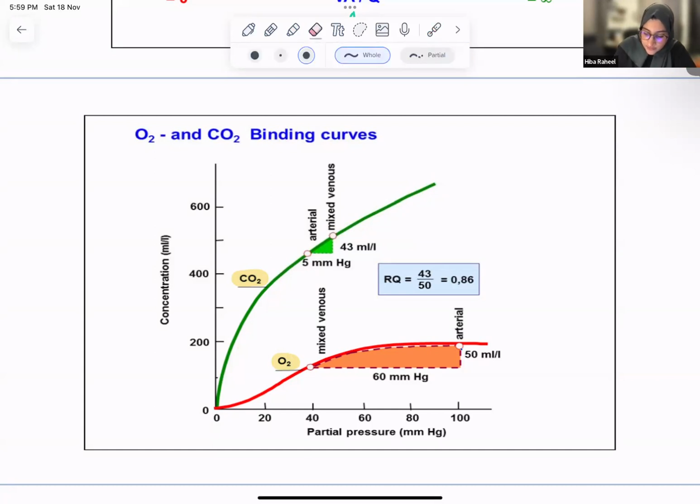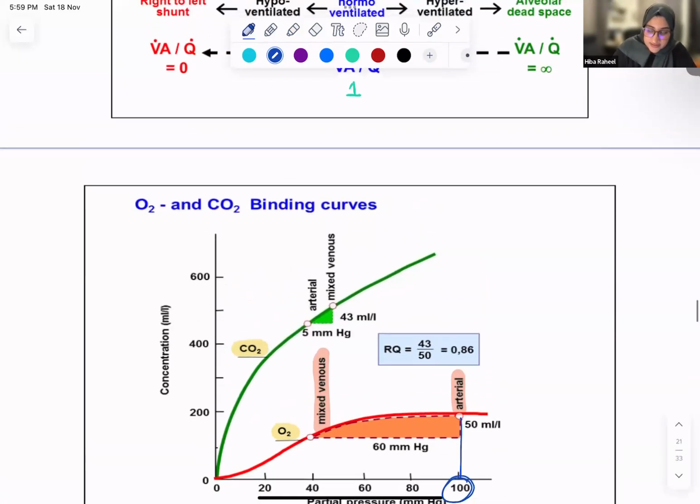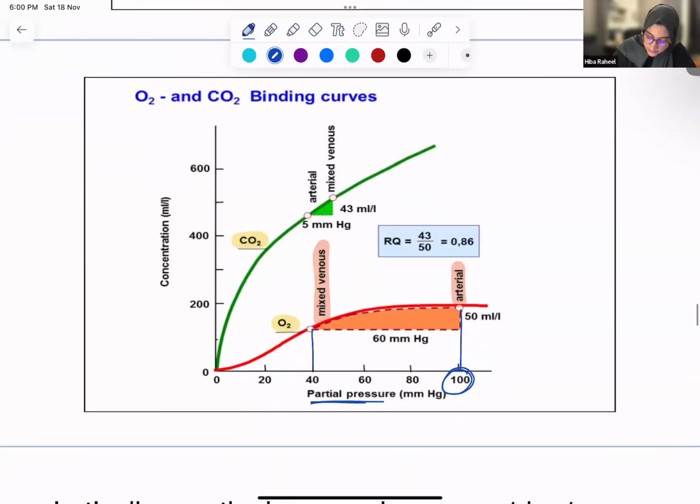So in the oxygen graph, what are we looking at over here? I want you to focus on these 2 points. Okay, let me use another highlighter. I want you to focus on mixed venous and arterial. In the arterial side, the partial pressure of oxygen, let's go down, let's see, it's 100. Correct? In the venous side, let's go down, it's about 40.